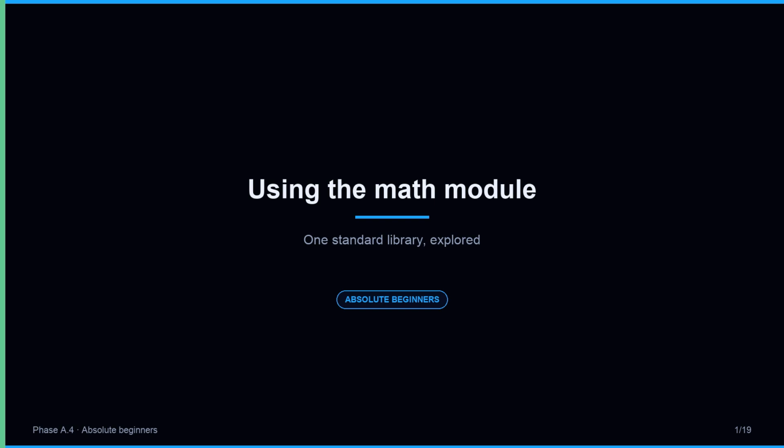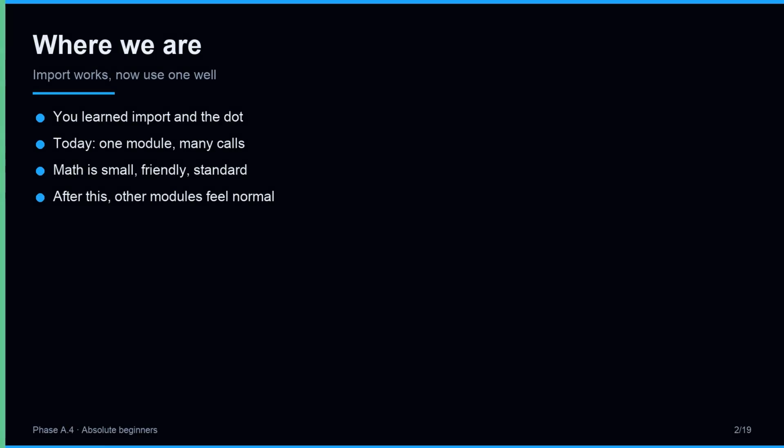The pattern, import, name, never changes. Only the names do. Math is friendly. Last lesson you learned how import works and how the dot reaches inside a module. Today we put that to work. We pick one module, Math, and call several of its functions and constants. Math is a great first module: small, focused, already installed, and every function does something you can verify with a pencil. By the end, the pattern will feel automatic.